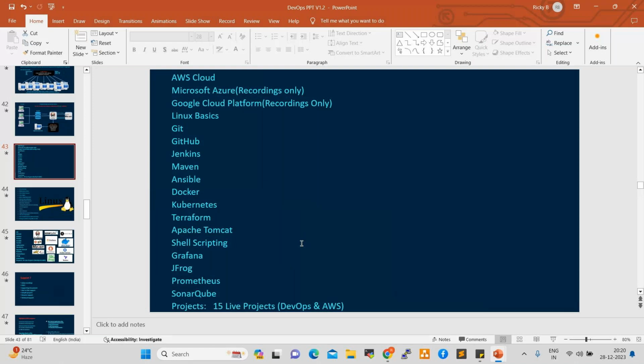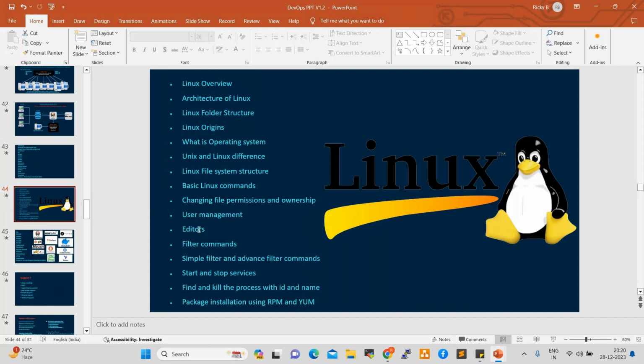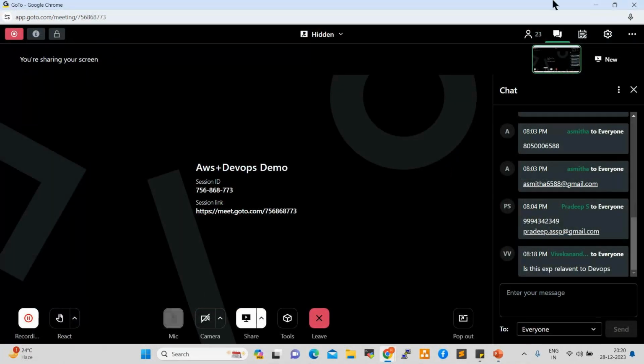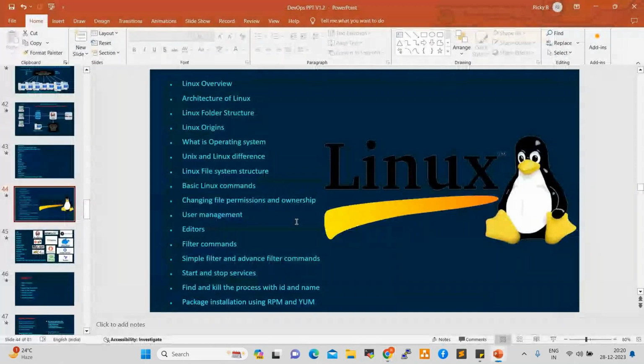Right? So these are the Linux modules. User management, Linux architecture, folder structure, file permissions, editors, right? Filter commands, basic commands, advanced commands, deployment commands. So whatever services are required in Linux for DevOps, whatever commands, whatever deployment commands, whatever activities are required, those will be covered in our sessions. So Linux will take nearly 4 to 5 hours. Okay. Any questions up to here, anyone?